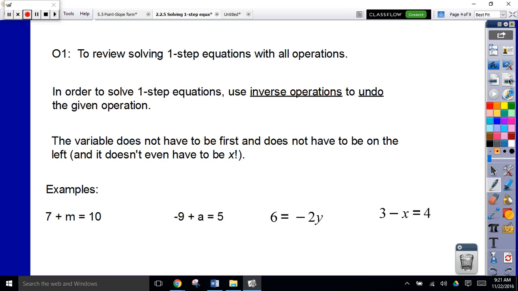Now, I wanted to show you some examples. They don't always look the same as all the problems that we've been doing. Sometimes the variable will not be first. Sometimes the variable won't even be on the left side, and we can have multiple letters. We're not always going to have x. So if we look at our first example, we have 7 plus m equals 10. We still want to get m by itself, so we have to get rid of this 7. This 7 is a positive 7, so to get rid of it, volunteer to tell me what I would do to get rid of it.